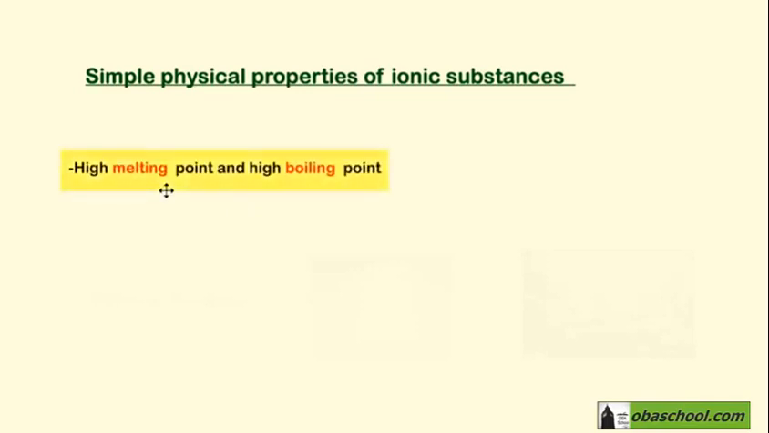The first physical property is high melting point and high boiling point. So ionic substances have both high melting point and high boiling point. This means that they need high temperature in order to melt or boil.